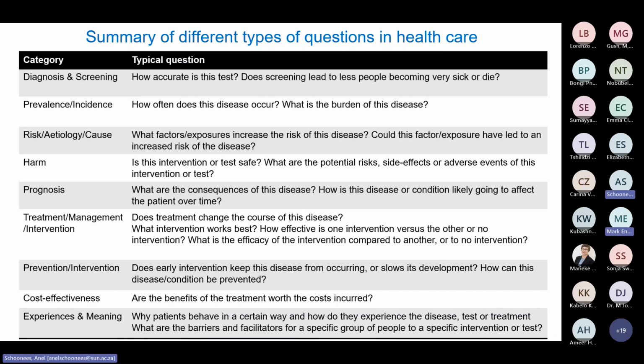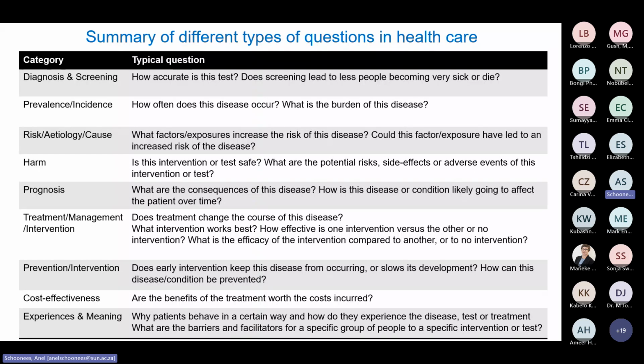We also get questions such as cost effectiveness, and then also the more qualitative type of questions that speak to people's experiences and meaning. For example, why patients behave in a certain way. And we also know that in the Cochrane Library, there's quite a number of qualitative evidence syntheses where questions on experience and meaning in healthcare have also been investigated.